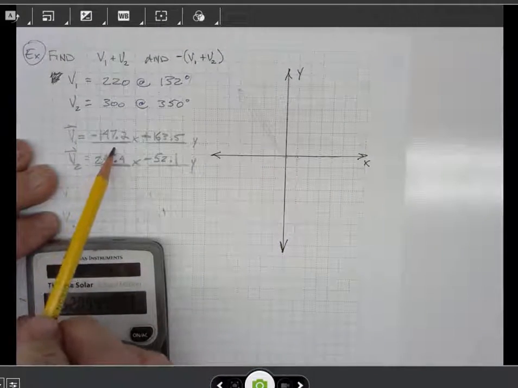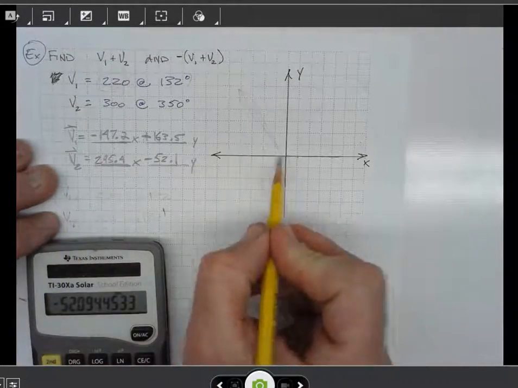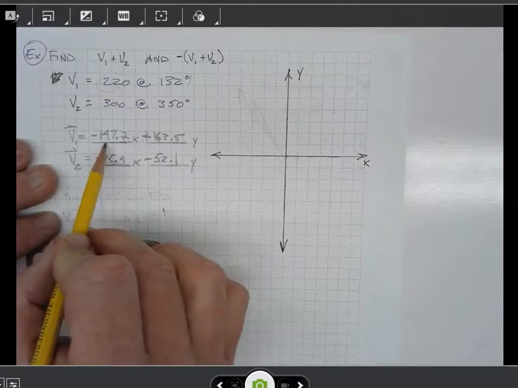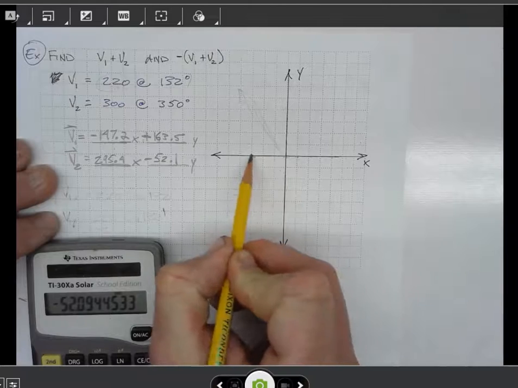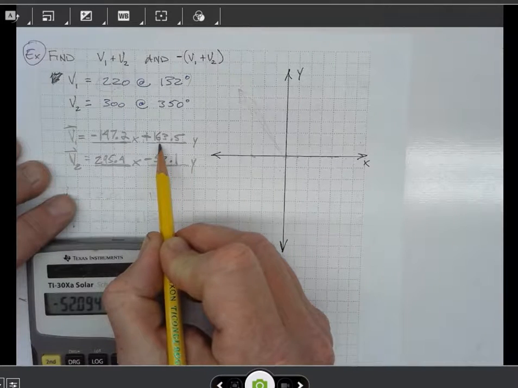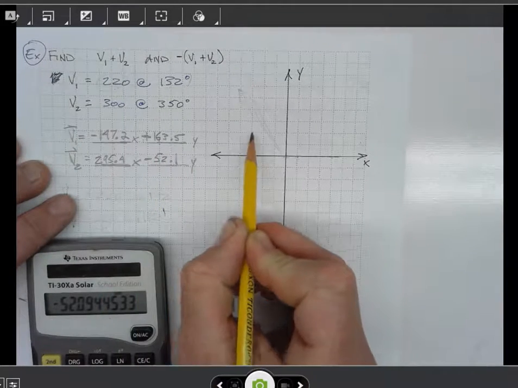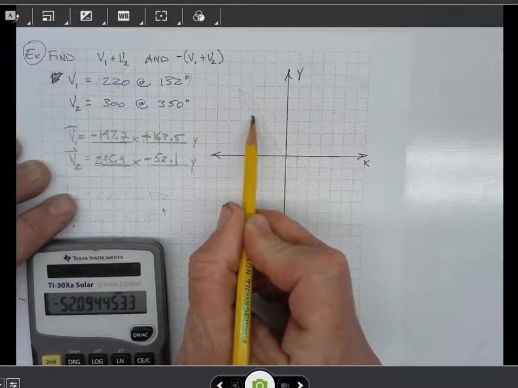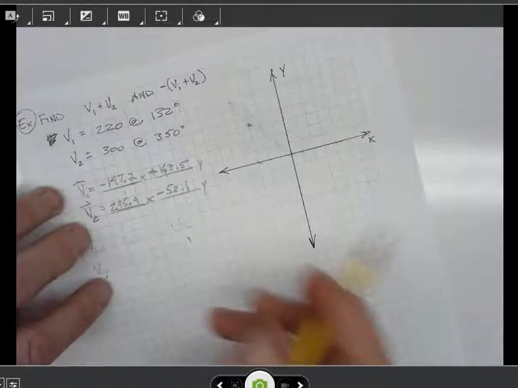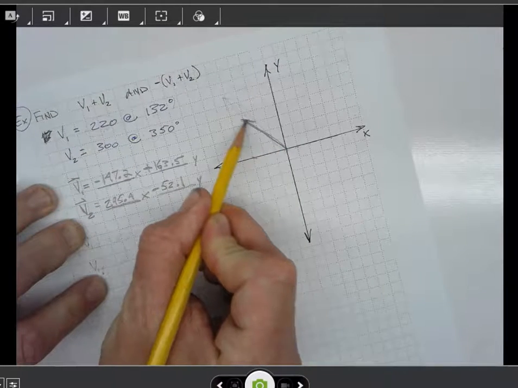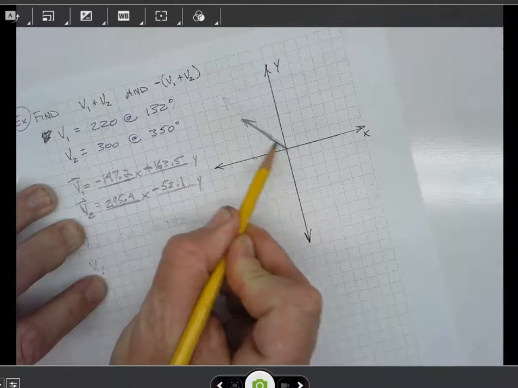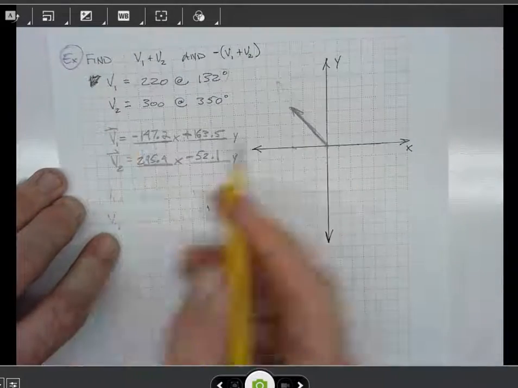Now I can use the components to find that even more easily. For example, this is approximately negative 150, so it'd be 50, 100, this would be negative 150. And this is approximately positive 150, 2, 3, maybe a little more, so it's like in there. I like using the components when I can, because it's easier than getting a protractor out and measuring the angle. That is vector 1.